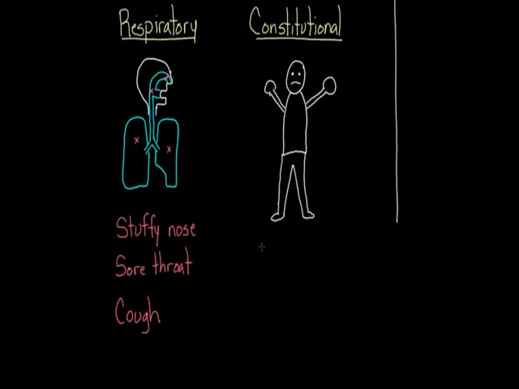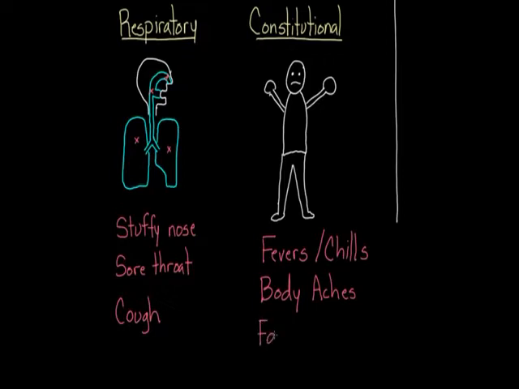So if you have symptoms like fevers, and with fevers, oftentimes you get chills as well. I'm going to put that together. If you have fevers or chills, that would be a constitutional symptom. Another one would be something like body aches. You know, if you are in bed because your whole body is aching, you wouldn't point to any one place. You'd say, well, it's just kind of all over. And so that would be another constitutional symptom. Another one that jumps to mind is fatigue. Kind of the same idea where your whole body is affected here.